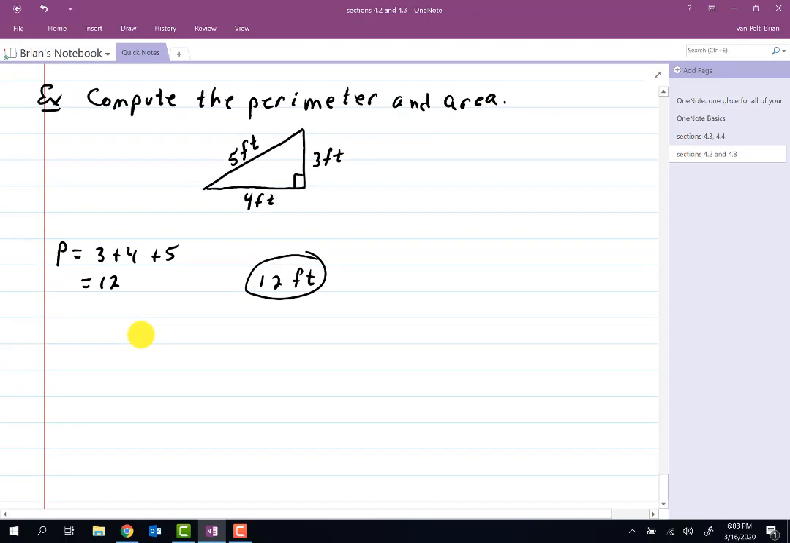For the area, that'll be 1/2 base times height. Well, here, since it's a right triangle, the height is 3. The base, of course, is 4. So 1/2 4 times 3. A little simplifying, notice the 2 goes into this 4. I can make this a 2 and make this a 1, and that'll be 6. So remember, it'll be 6 square feet will be the area.